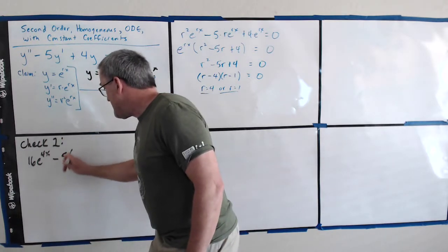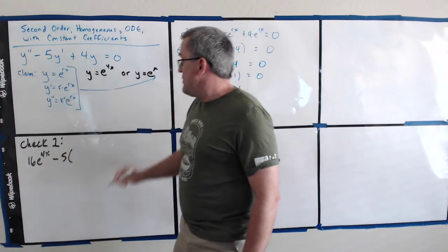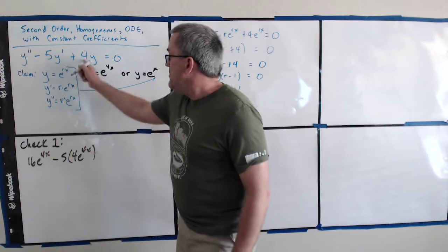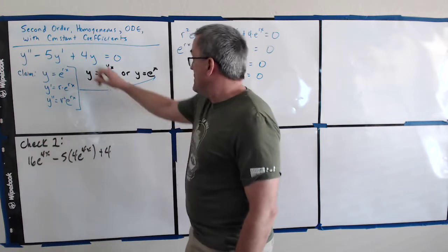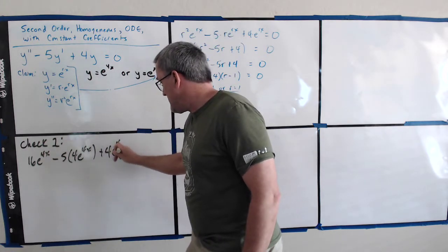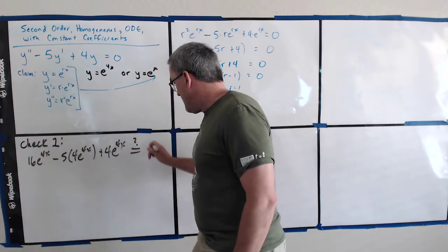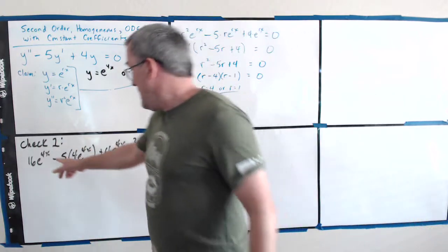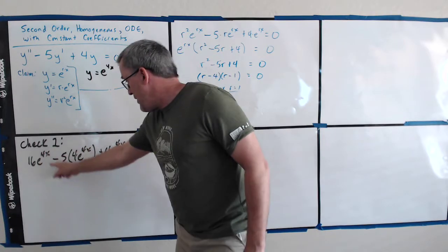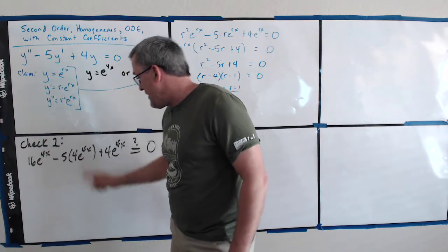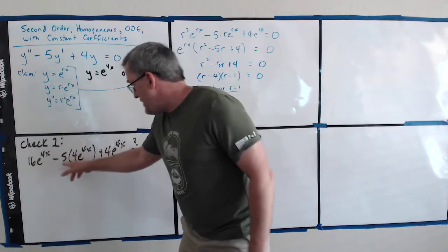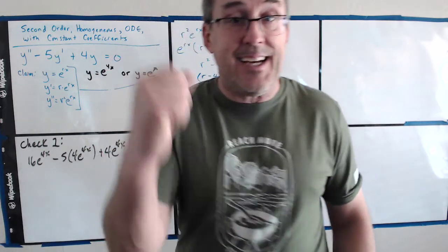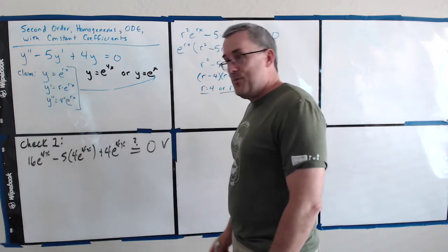Minus 5 times the first derivative. The first derivative of e to the 4x would be 4e to the 4x. Plus 4 times y itself, e to the 4x. And the question is, does all of that truly make 0 as we are claiming it to be? Well, look, you have 16 e to the 4x's here. Here you've really got minus 20 e to the 4x. So 16 of them minus 20 of them would be negative 4 of them, plus 4 more of those e to the 4x, yes, does indeed make 0.